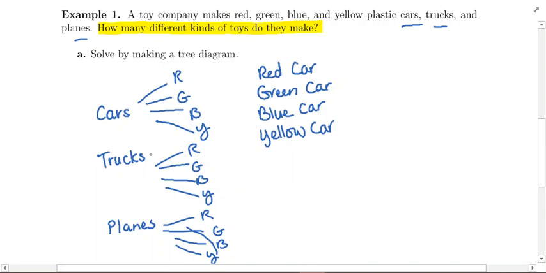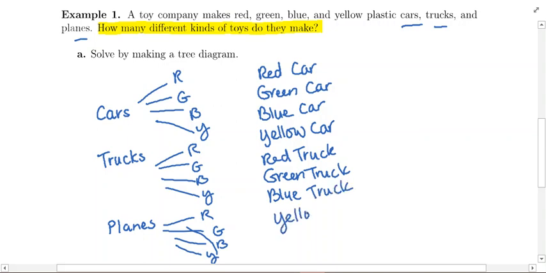And then you could do the same thing if you were listing out the possibilities for trucks. There's a red truck, there's a green truck, a blue truck, and a yellow truck. And then finally, you could do the same thing with the planes.